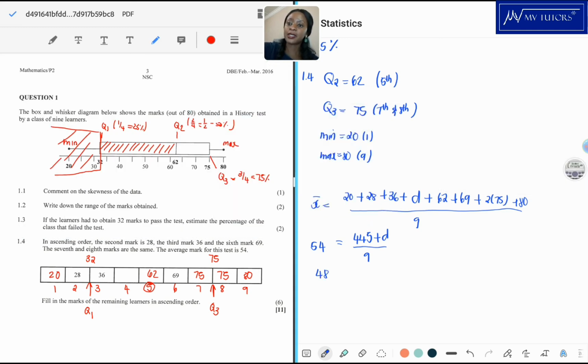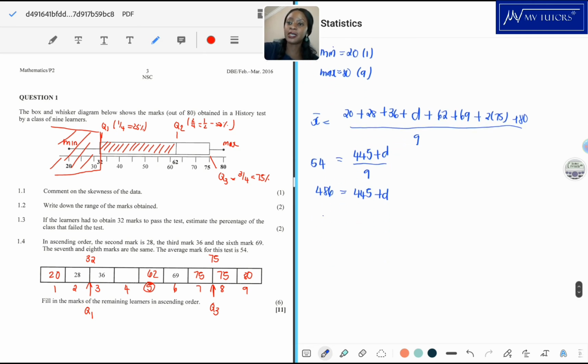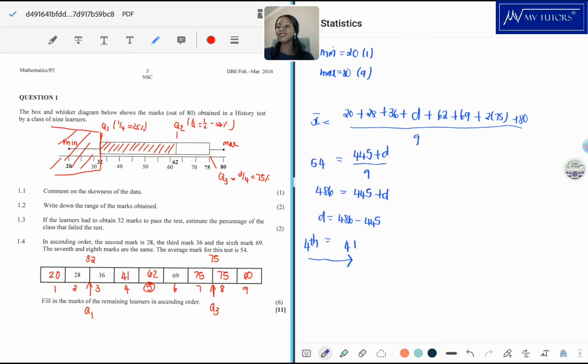So I have 486 this side, and I have 445 plus D. Therefore, D would be equal to 486 minus 445. 6 minus 5 is 1. 8 minus 4 is 4. Yeah, so the fourth data set is 41. So we have 41 over there. And we have filled in the marks. I think this is kind of nice.